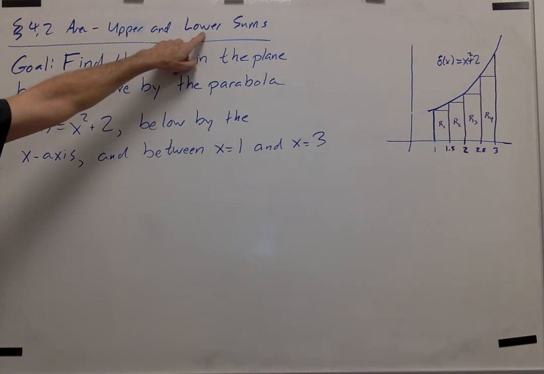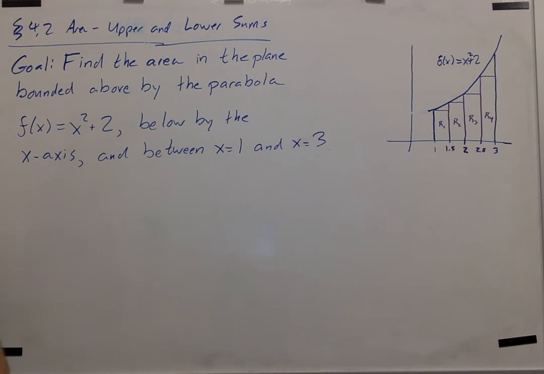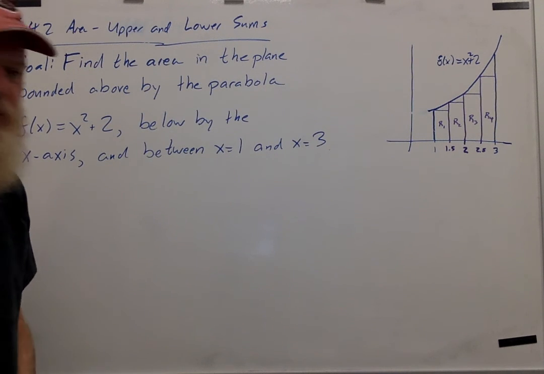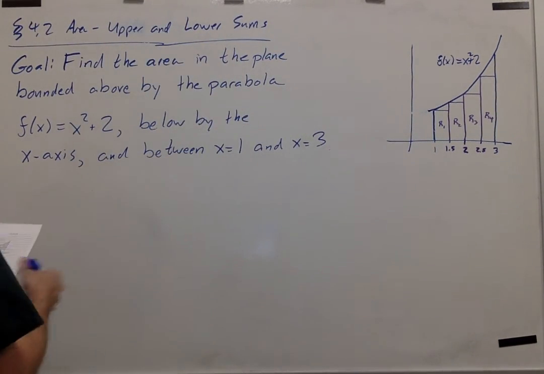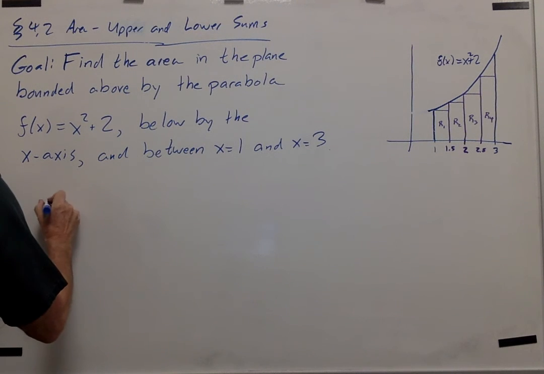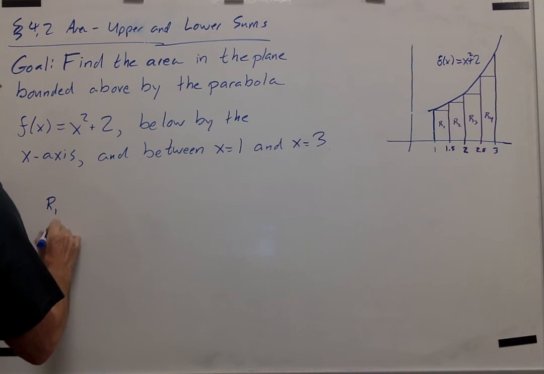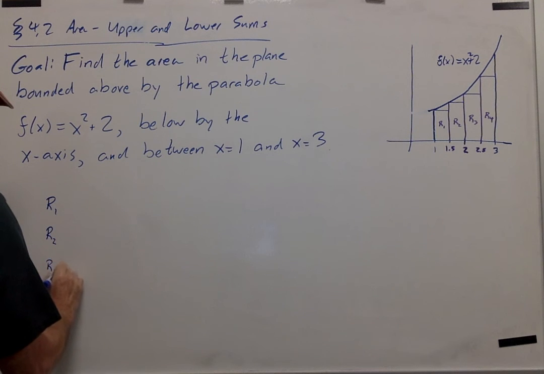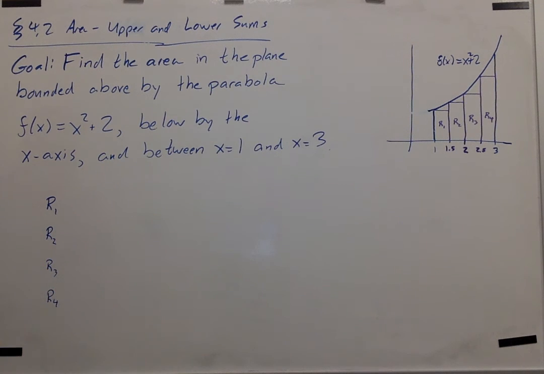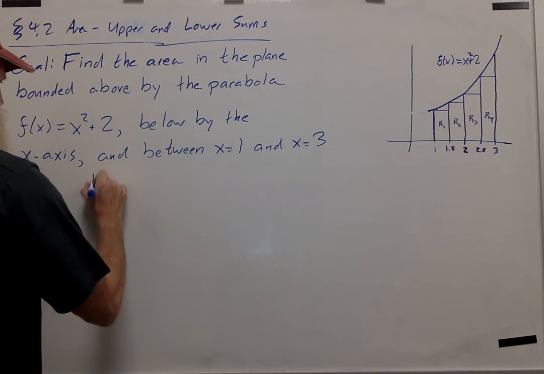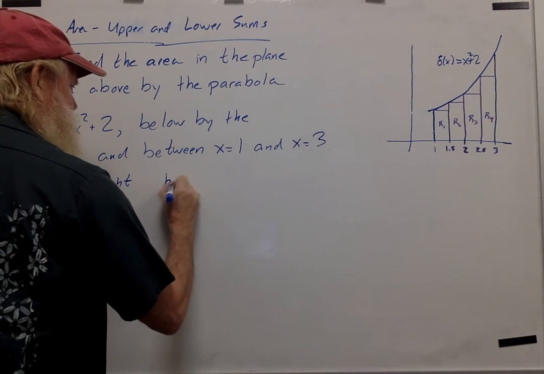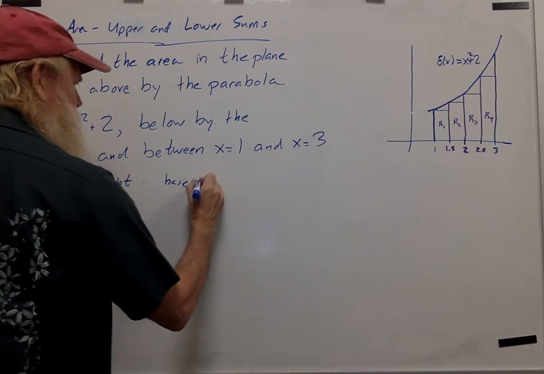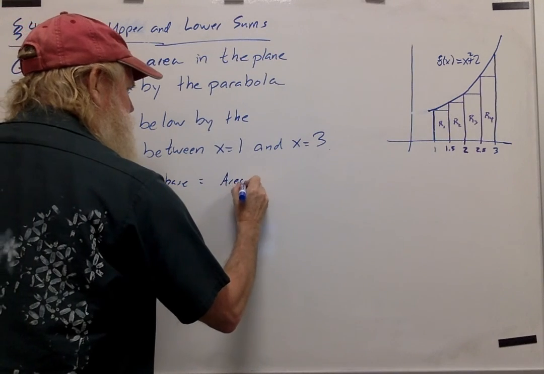So here, where we're calculating lower sums, this particular lower sum is going to be the sum of the areas of rectangles 1 through 4. Let me make a chart, and then let's calculate the areas of those 4 rectangles. For each of the rectangles, R1, R2, R3, and R4, the area is going to be base times height. So I'll take the height of each rectangle and multiply it by the base. Height multiplied by base is equal to area.